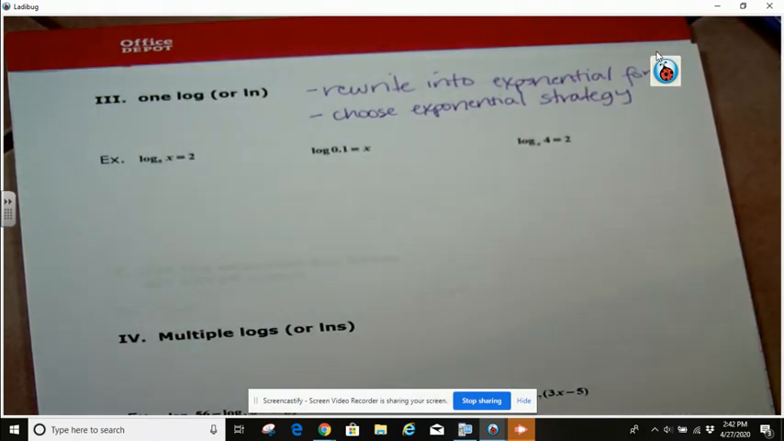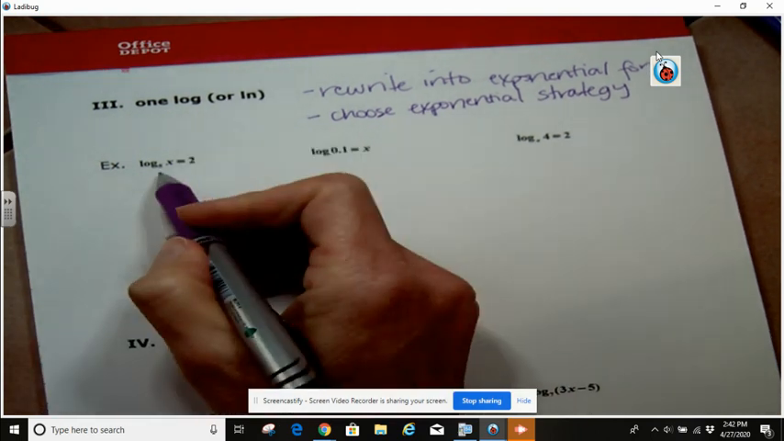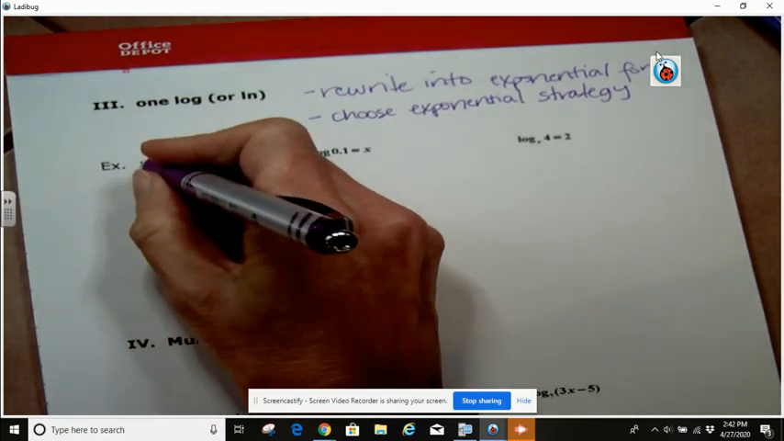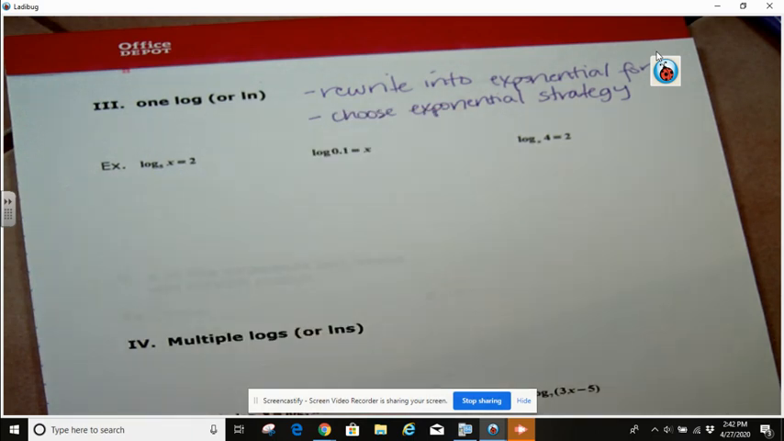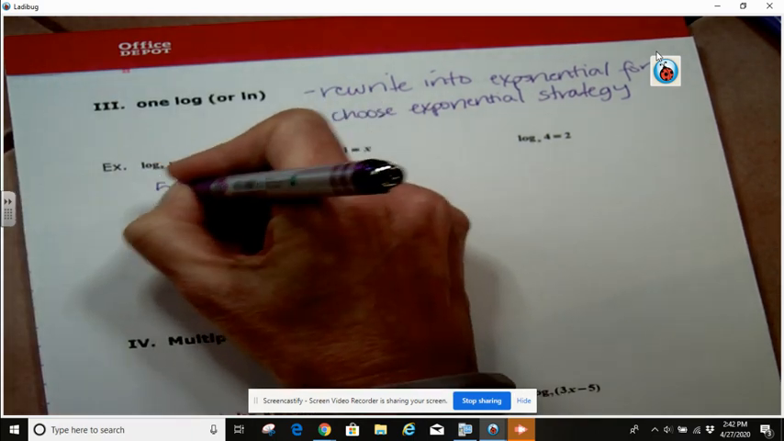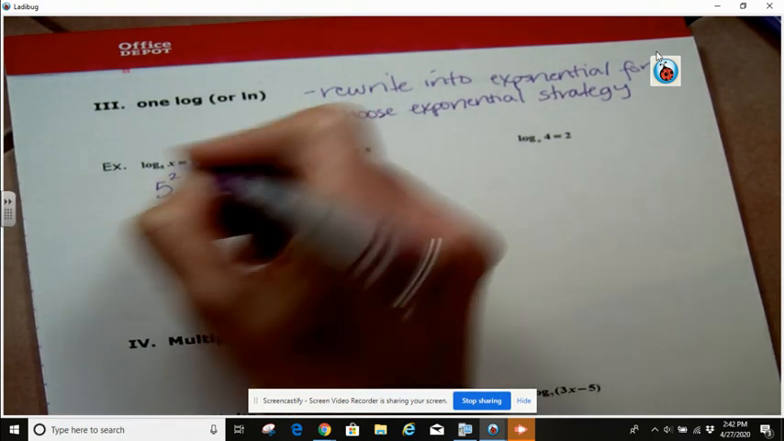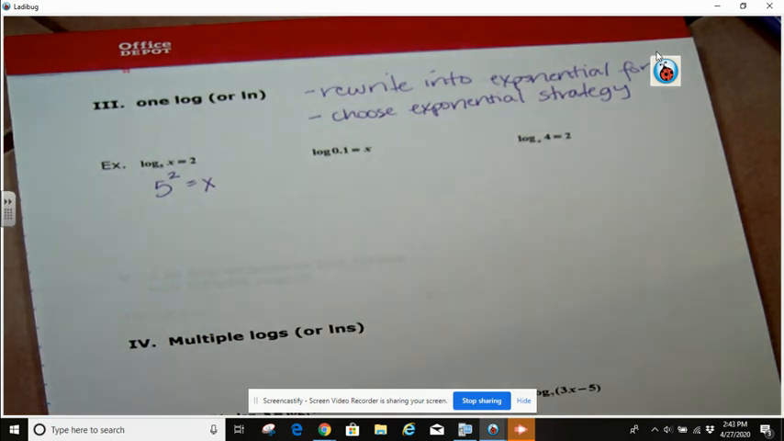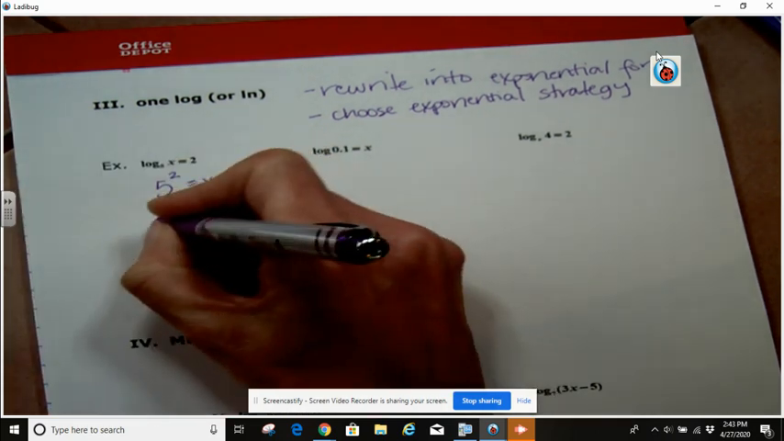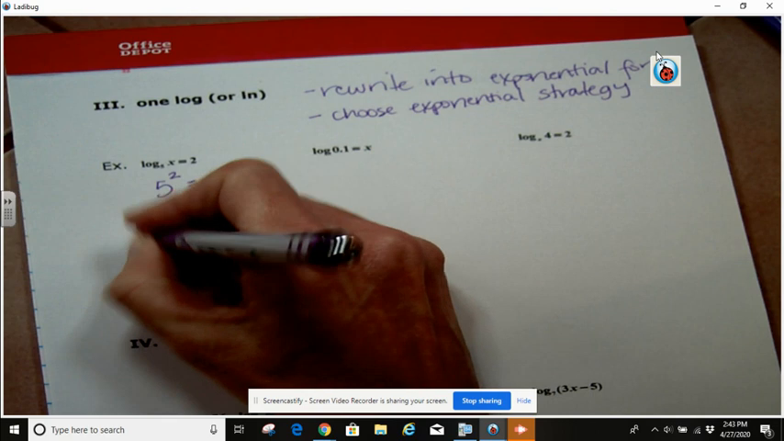All right, so for the first example, the logarithmic form would be log base 5 of x equals 2. The exponential form would be 5 squared equals x. And the base of the log is the base of the exponent, and then the other two values just switch sides. And then, so clearly my answer here is just 25.